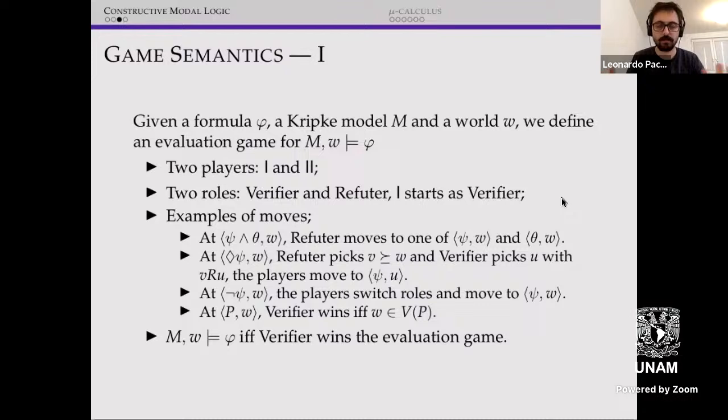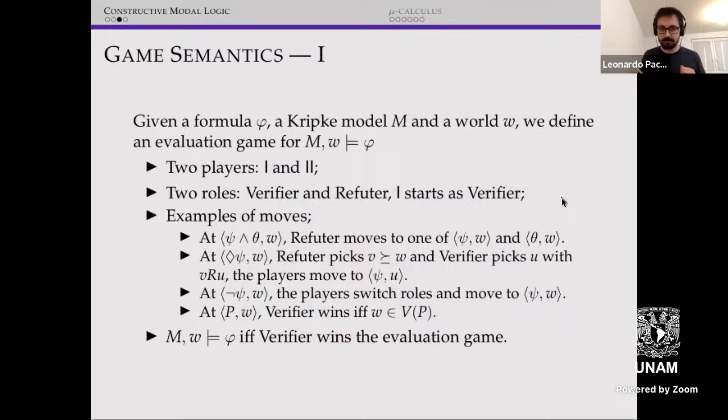So, in this game, you have two players, players 1 and 2. These players will have roles as verifier and refuter. Player 1 is going to start as verifier and player 2 as refuter. And whoever is verifier at some point of the game will be trying to show that some formula holds at some world. And the refuter is going to try to show that some formula fails at some world. Which player gets to make a move? Well, it depends on whichever formula you're thinking about at the moment.